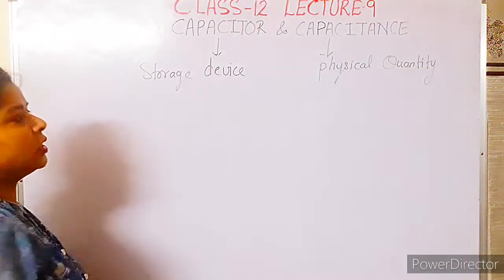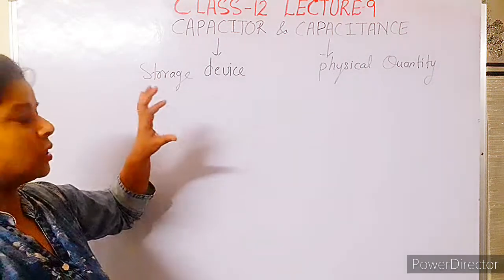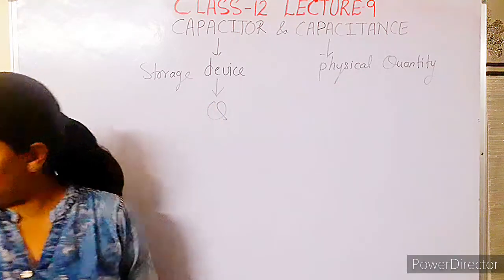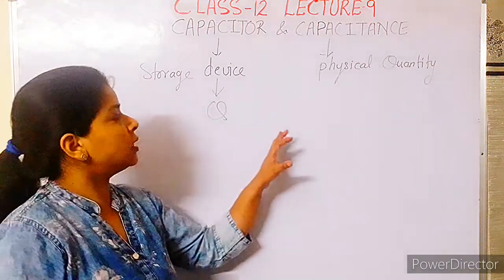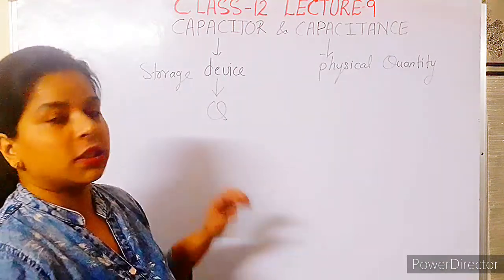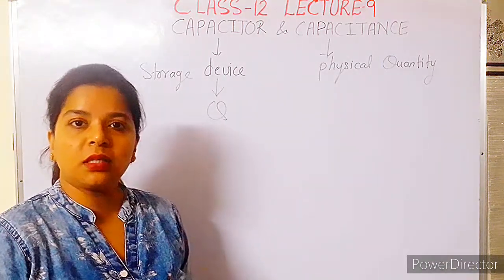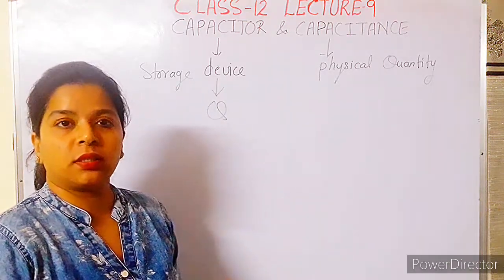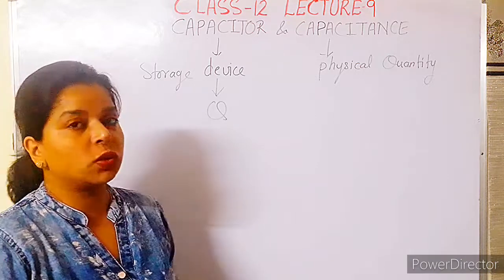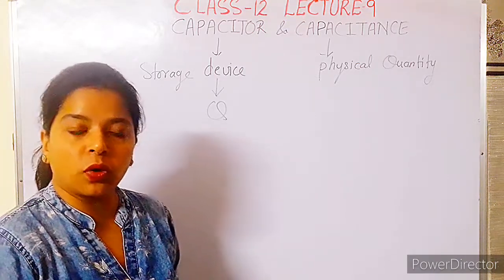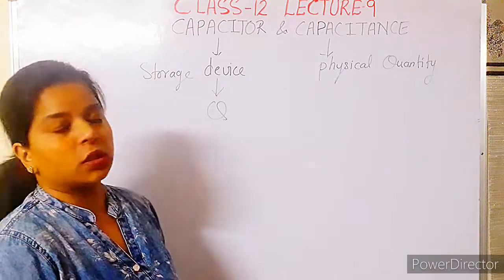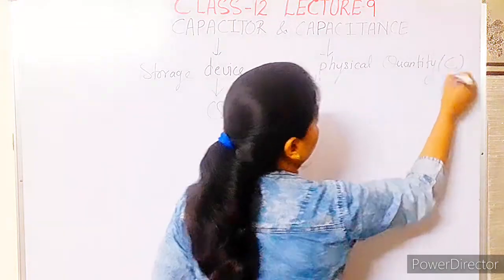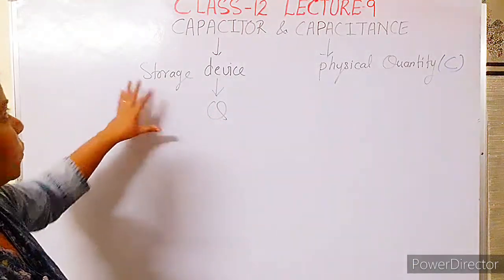So that is the basic difference. First of all, a capacitor is a storage device which stores charge. And capacitance is the physical quantity defined as the capacity of this storage device to store charge. Greater the capacity to store the charge, greater the capacitance. Smaller the capacity to store the charge, smaller the capacitance. So this one is a physical quantity, and its representation is C. This one is a storage device.